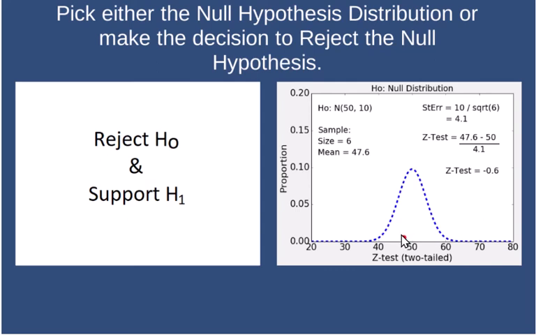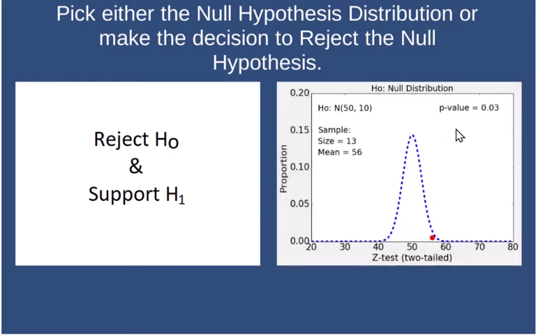Z-test of negative 0.6, the sample mean is pretty close to where the null hypothesis distribution said we should find it, so we keep it. P-value of 0.03. Look, that sample mean is much more towards the edge. Our p-value was less than or equal to our alpha level. That means we reject the null. The smaller the p-value, the less believable, and if it's 0.05 or less, we say not believable.